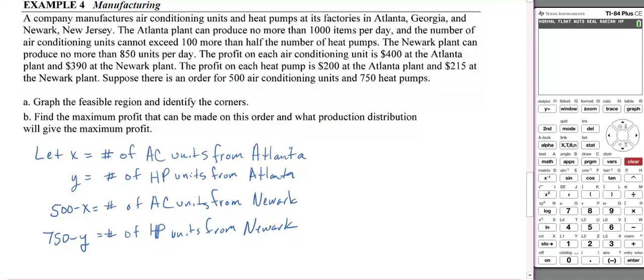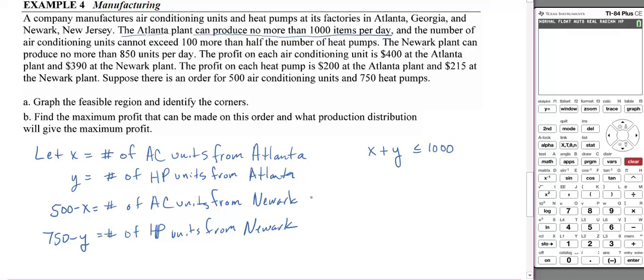Those are the things that sound like limitations. We see the first one here, the Atlanta plant can produce no more than 1,000 items per day. That's constraining. So we have here the number of units of AC that they produce plus the number of units they produce of the heat pump. Add those together, it can be no more than 1,000 per day. So it has to be less than or equal to 1,000.